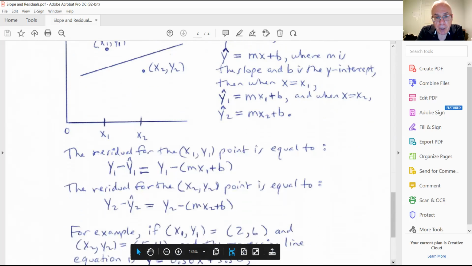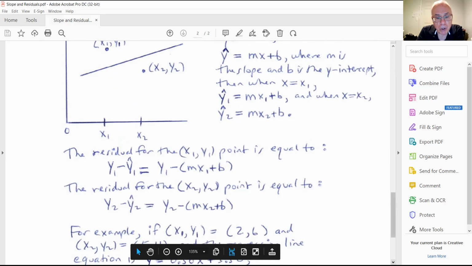Now, the residual for the first point will be y1 minus y hat 1. Notice that I'm going to create an equation here, and I'm replacing y1 hat with the right side of that equation, mx1 plus b. All right. Same thing with the second residual, using the second point, replacing the y2 hat with mx2 plus b.